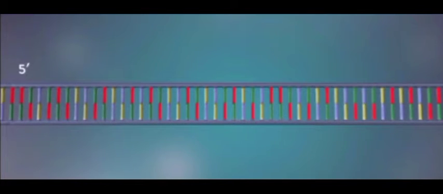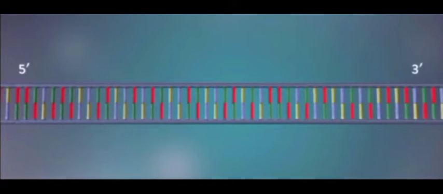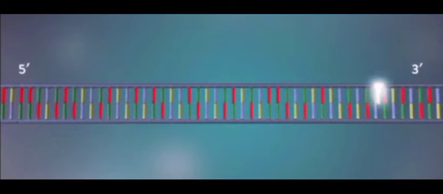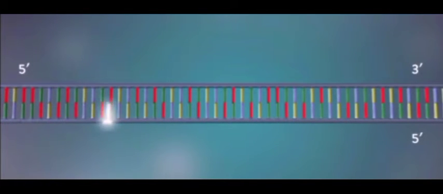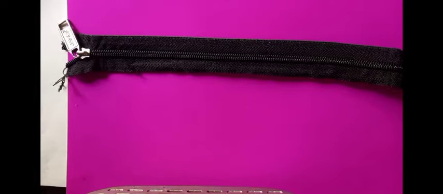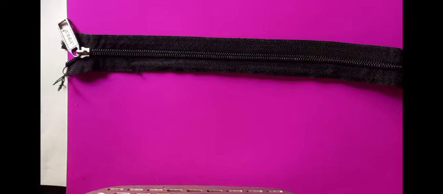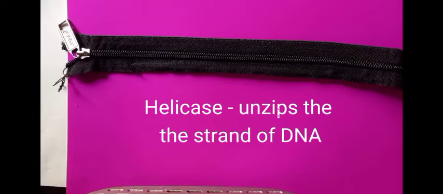Each strand has a 5' end and a 3' end. The two strands run in opposite directions. This determines how two strands of DNA are replicated. DNA replication starts with the unzipping of a DNA strand, and this unzipping is done by an enzyme called helicase.